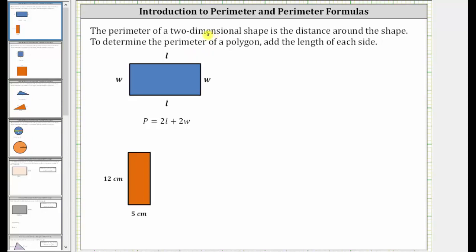In this video, we will introduce perimeter as well as common perimeter formulas. The perimeter of a two-dimensional shape is the distance around the shape. To determine the perimeter of a polygon, we add the length of each side.